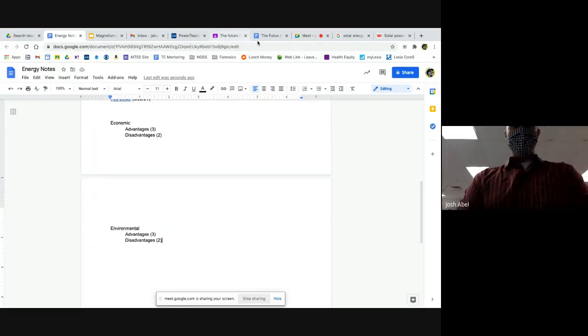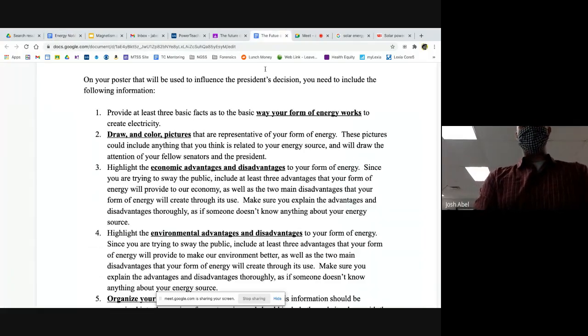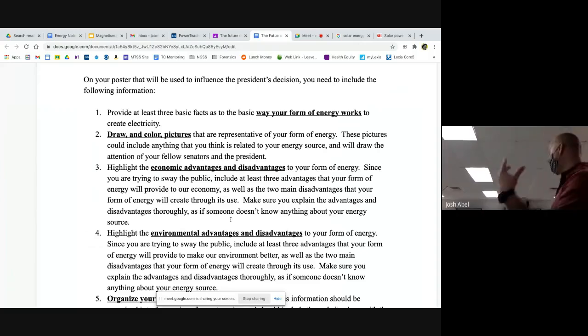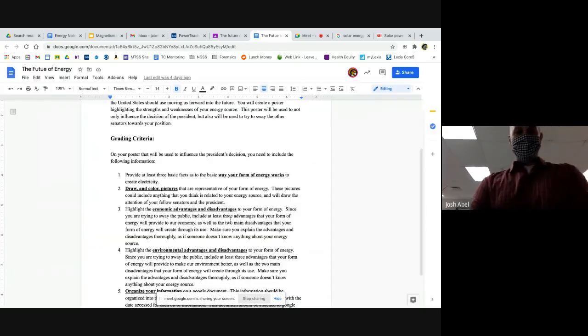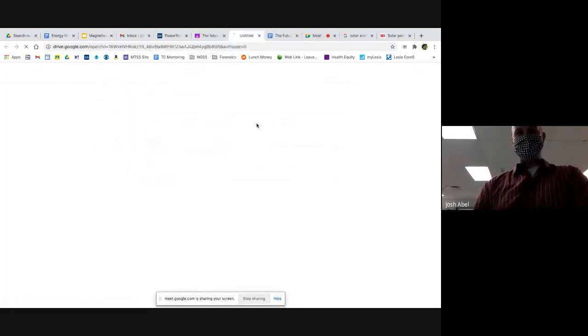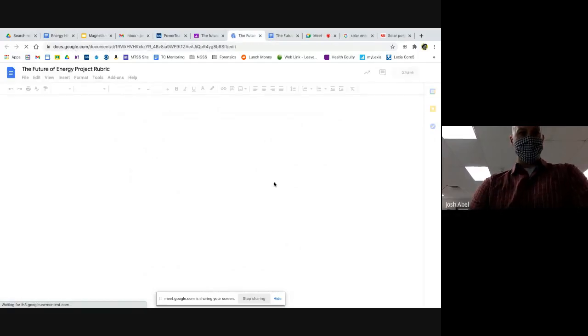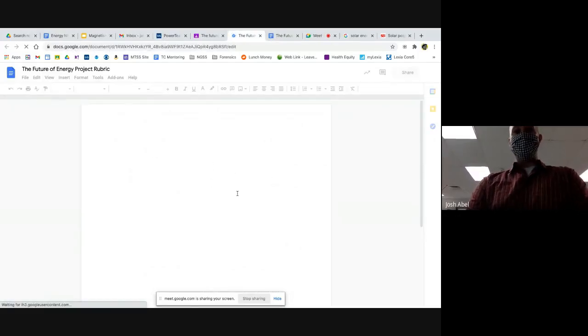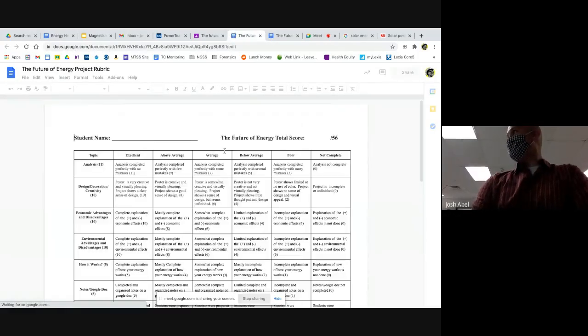Okay, so back to this. As always, that is the entire project. If at some point you forget what you're doing, the project sheet is attached to Classroom. Don't forget that. Also, I always like to give you a rubric, so you know exactly what I'm going to grade you on. So here's the rubric. It's no different than any of the rubrics that we've done in the past. It just obviously is geared towards this.